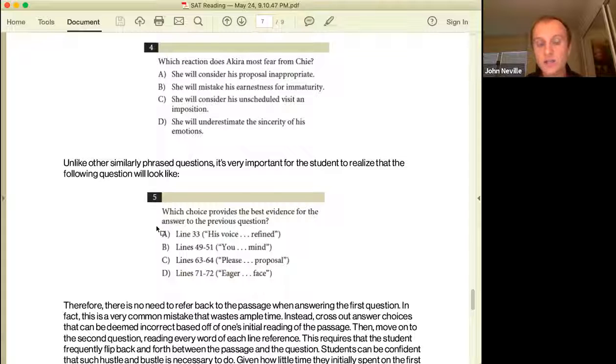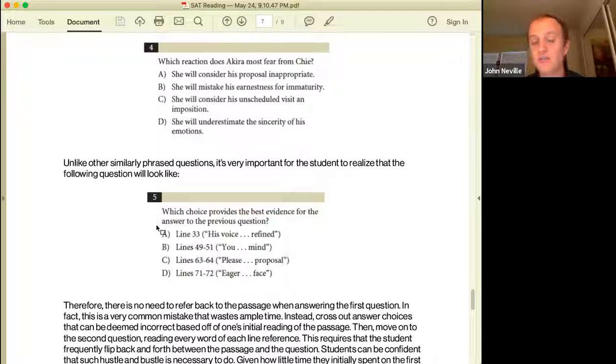The second question, it is always right, I want to say 100% of the time, or 99.9% of the time, to read every word of every line reference. Okay? It's really important that you as students and you as mentors give your students the mental permission to be confident in knowing that referring back to the passage 4 times for one question is appropriate.